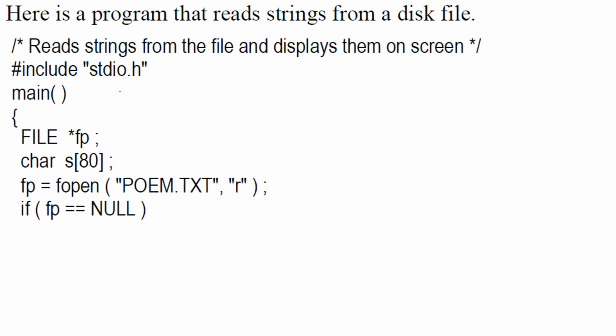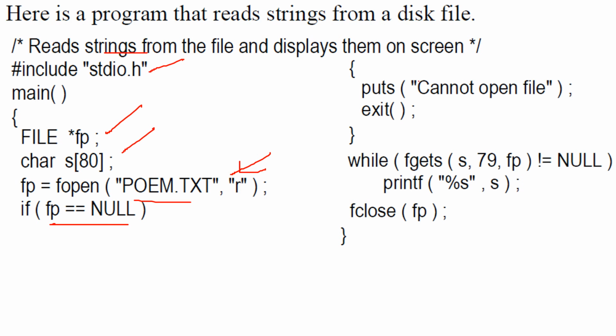Now we have a program that reads strings from a disk file. Assume that we have already written it. It reads strings from the file, and we want to display them on the screen. So we have stdio.h, we have a file pointer, and this is the buffer or character array. This is the file we have opened for read, and if it is not opened, we say there is a problem and we come out.